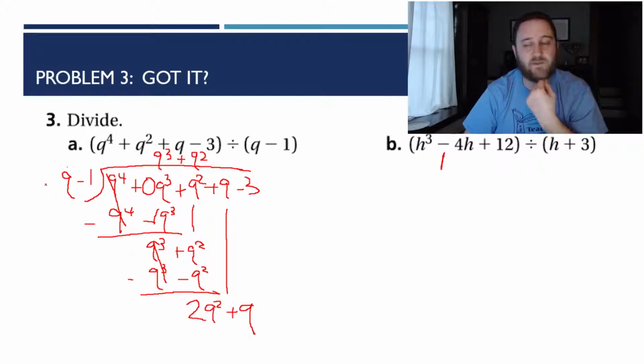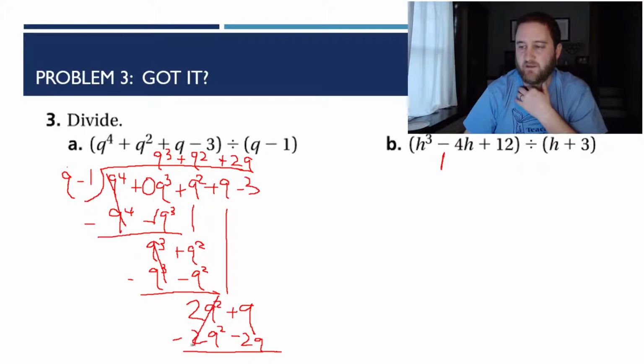Now how many times does q go into 2q squared? Well, that's 2q. So I'm going to add 2q right up here. Now we distribute. 2q times q is 2q squared. 2q times negative 1 is negative 2q. And now once again I'll subtract. These cancel out. 1q minus negative 2q is going to be a positive 3q.